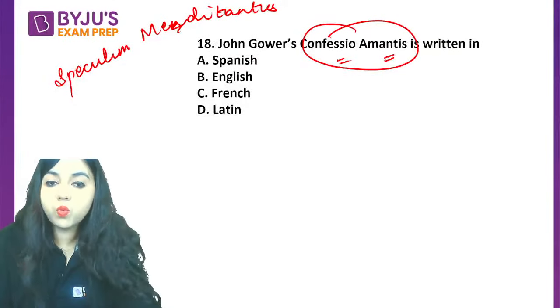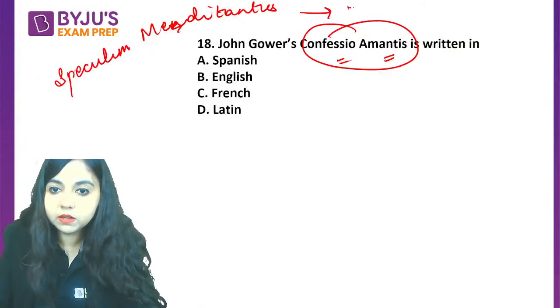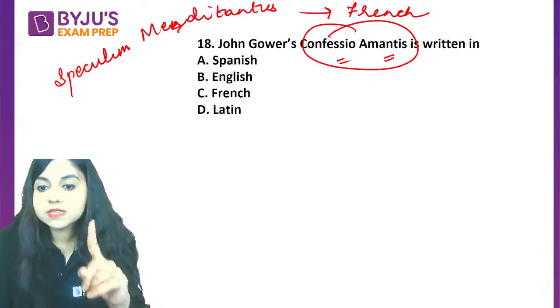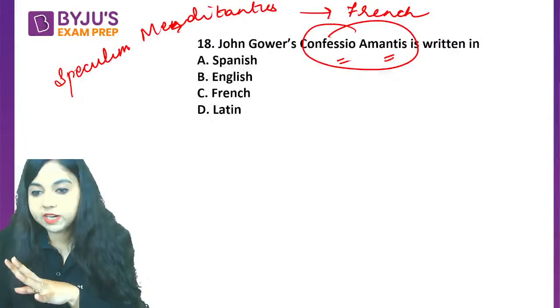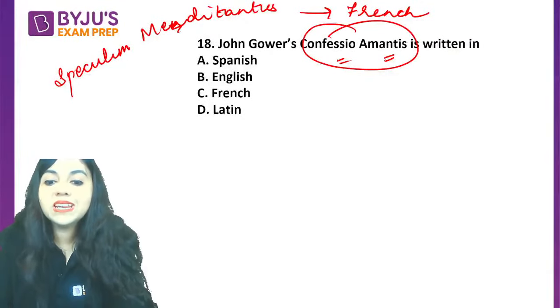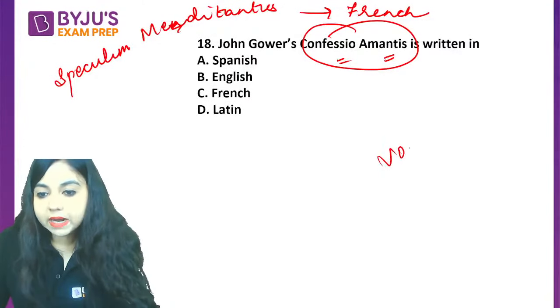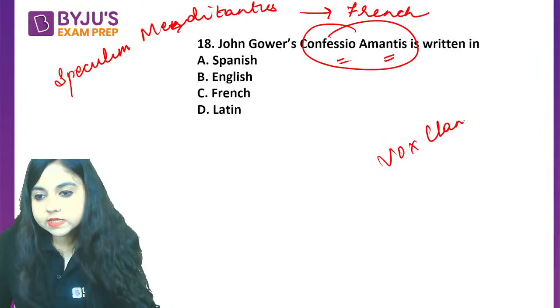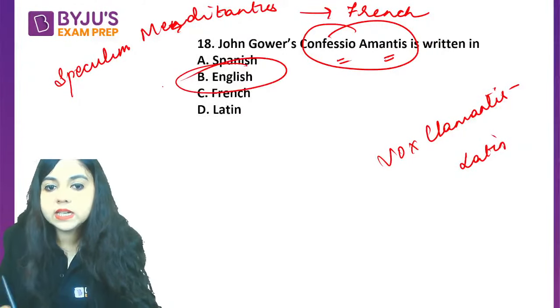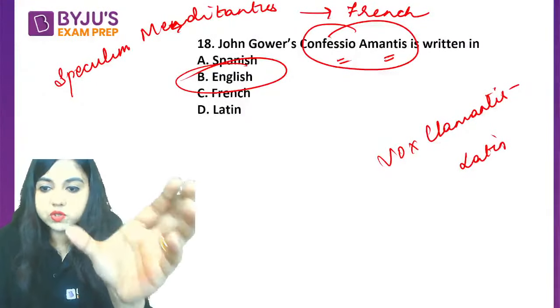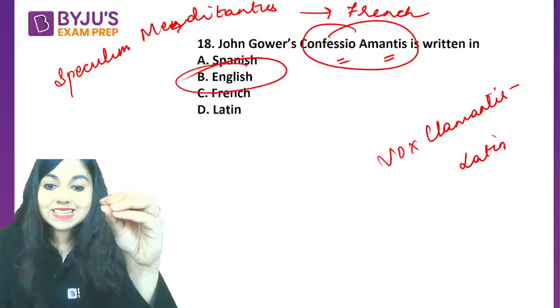The second work is Vox Clamantis. Absolutely right. Most of you are giving the right answer. Vox Clamantis is written in Latin, right? Right now only revise it. And Confessio Amantis, The Confessions of a Lover, is written in English.